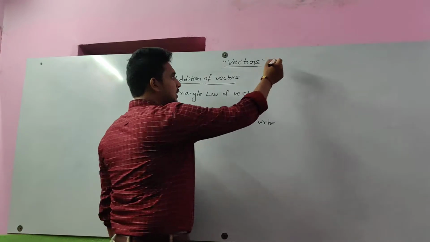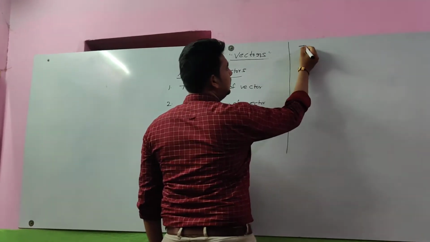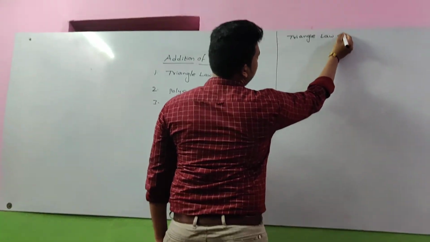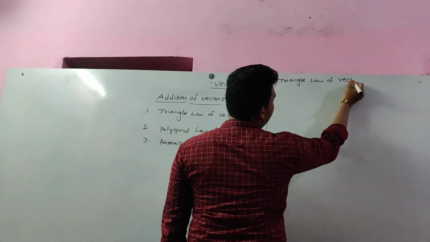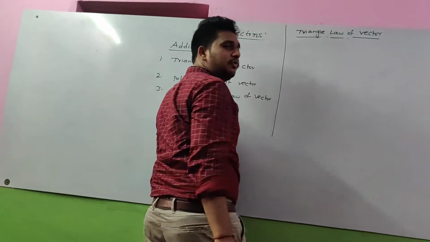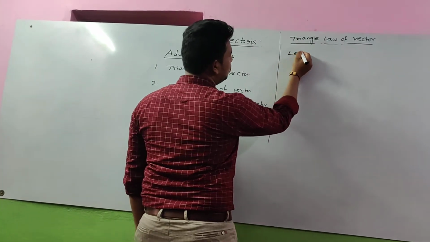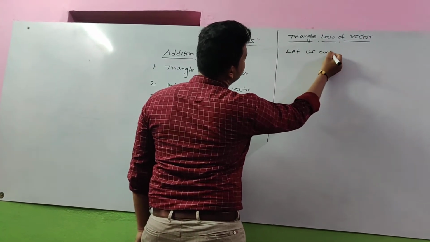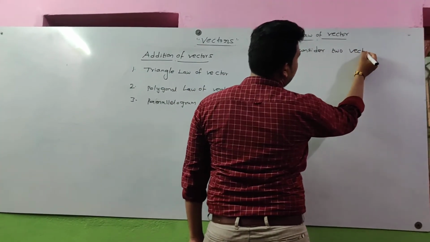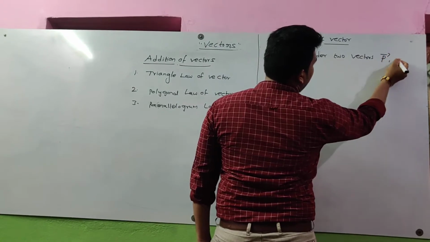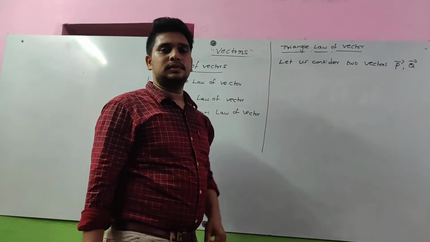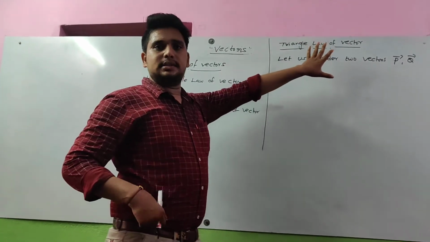First one, triangle law of vector. First of all, let us consider two vectors, P bar comma Q bar. How to add these two vectors?